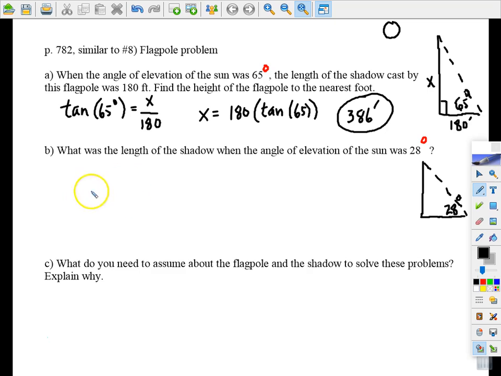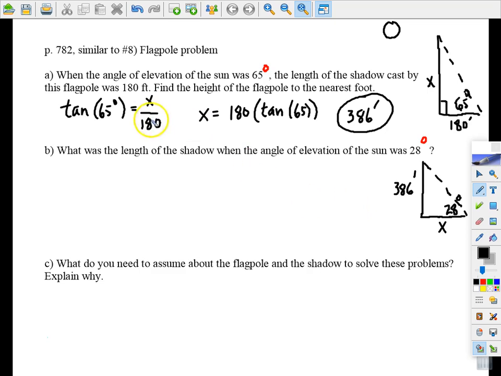Pretty tall flagpole. Okay, well now the problem changes a little bit. Now we're asked to find another side, but we can assume it's the same flagpole. So this side now we can write in, because we found that on the previous letter A. We know that the height of the flagpole is 386 feet. And now we're asked to find the shadow that's being cast, but notice our angle of elevation also changed. So we've made this 28 degrees. So now what's the length of this shadow?